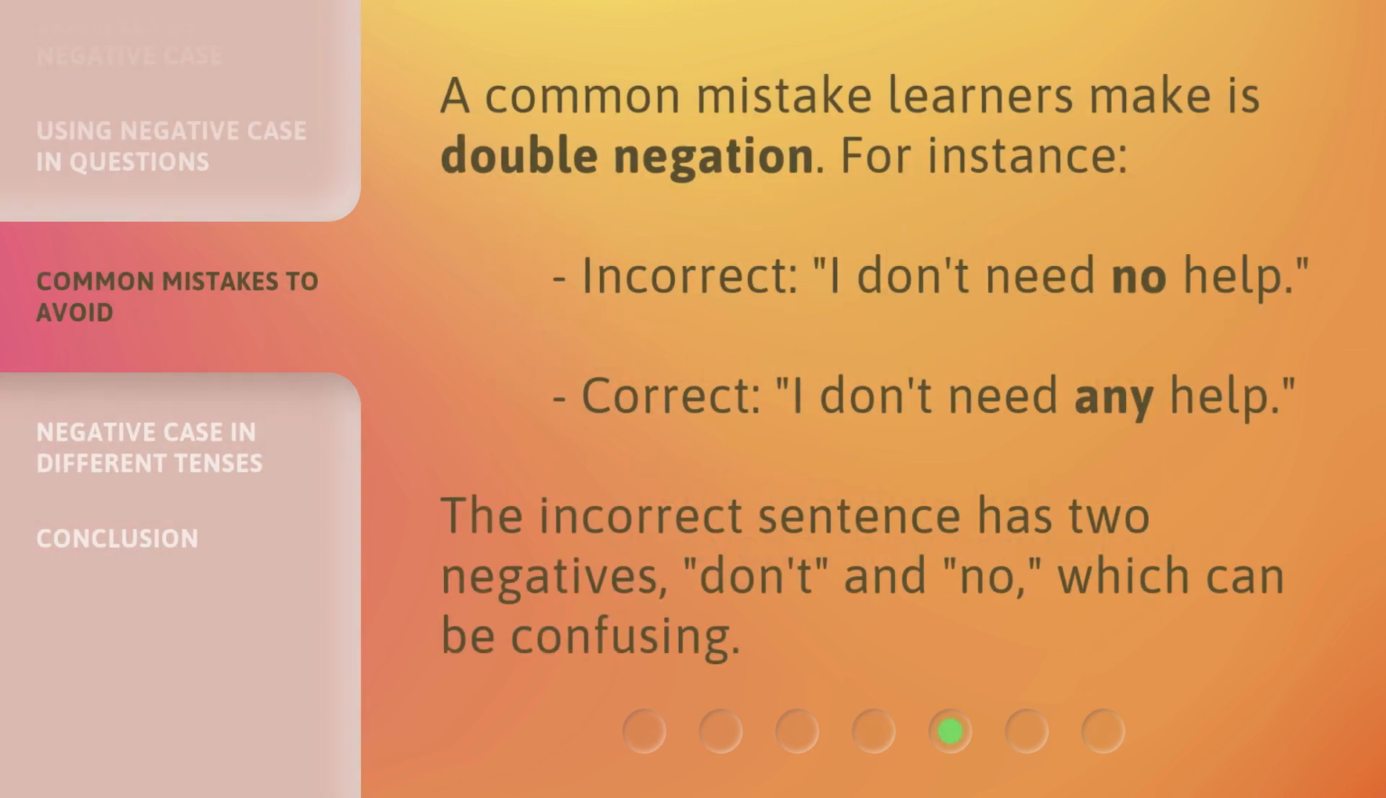A common mistake learners make is double negation. For instance, incorrect: I don't need no help. Correct: I don't need any help. The incorrect sentence has two negatives, don't and no, which can be confusing.